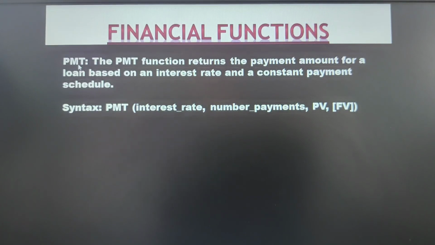PMT function, if you write this formula, that is rate of interest as 5%, comma, the number of payments as 48 months, comma, the PV value 24,000.